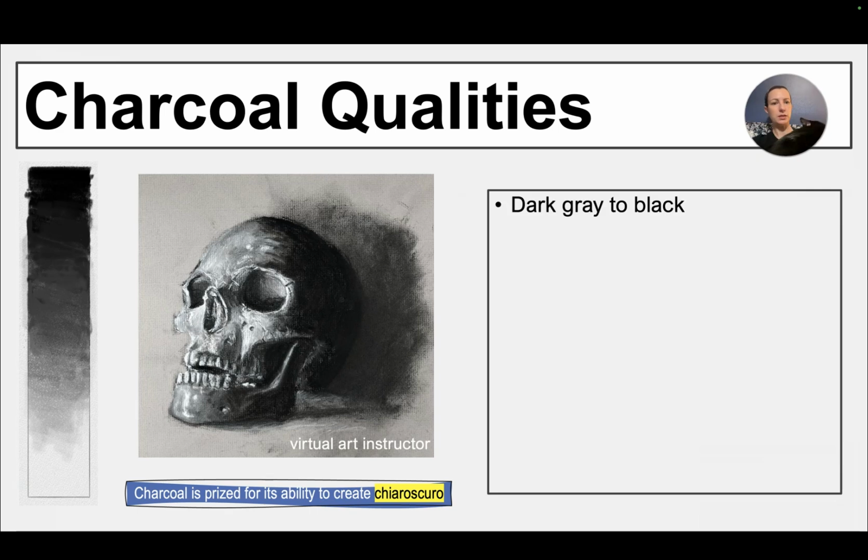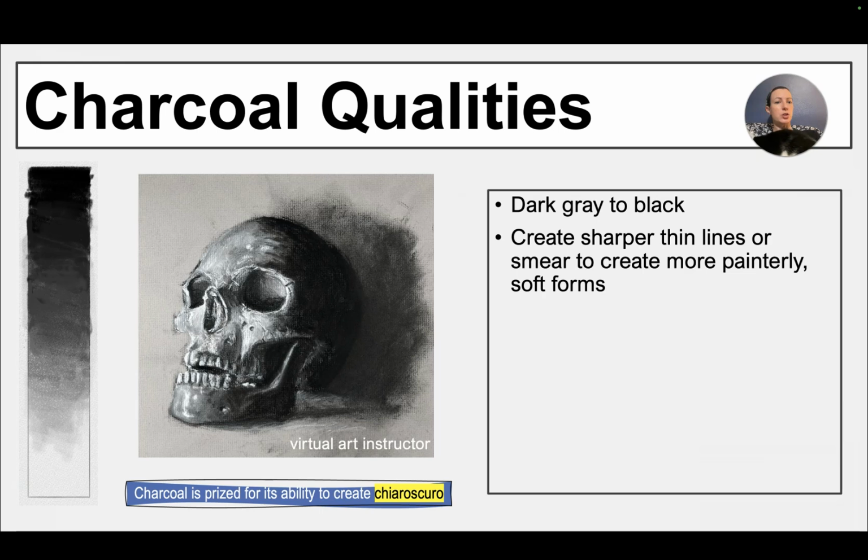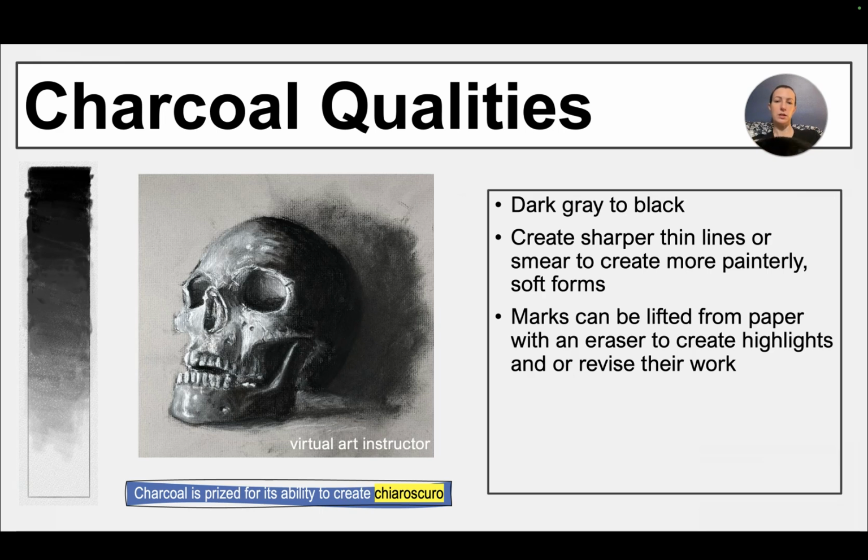So the qualities: it goes dark gray to black. You can create really sharp thin lines or smear it. You can create painterly soft forms. As you see in that skull on the left, there's really smooth places and there's a little bit of detail. So you can lift some of your marks from the paper with an eraser to carve out the highlights, which is that reductive drawing. And you can also easily revise parts of your work with that eraser. So it's a really flexible drawing medium.